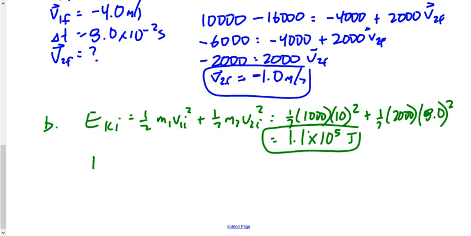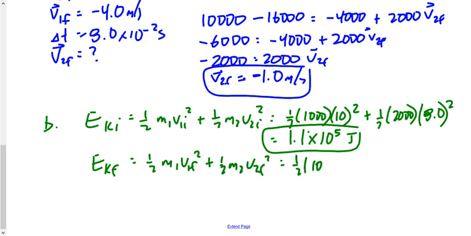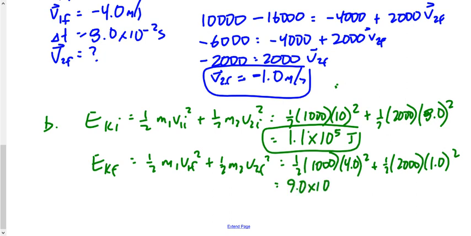And then we've got to do the final kinetic energy. It's 1/2 m1 v1f squared plus 1/2 m2 v2f squared. So 1/2 of 1,000 times, what was v1f? 4 meters per second. Although we dropped the sign. Plus 1/2 of 2,000 times, what was v2f? We just found it, 1 meter per second. We do the calculation there, and I think it worked out to be 9.0 times 10 to the 3 joules.